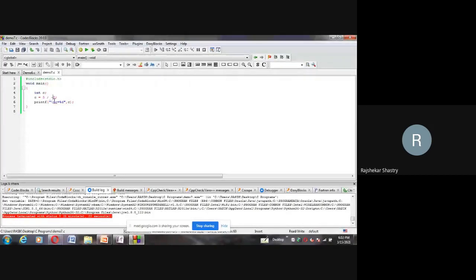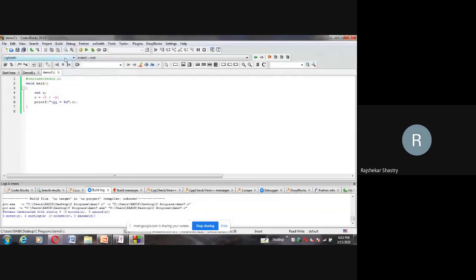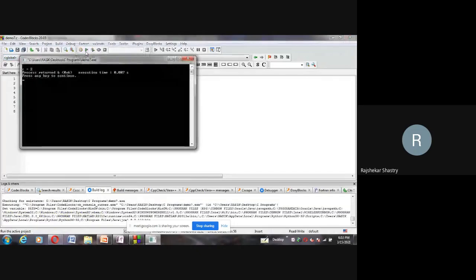Now, if I take both of them negative, then let us see what the answer is. I have taken minus 5 by minus 2. Now I am doing this, so let us see the answer. C is equal to how much? 2. I hope that it is visible. It is 2, because minus minus gets cancelled and 5 by 2 is 2.